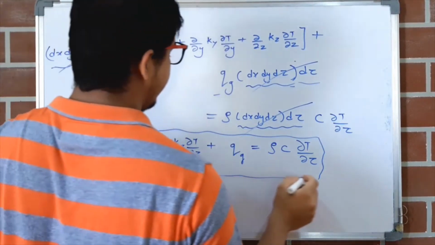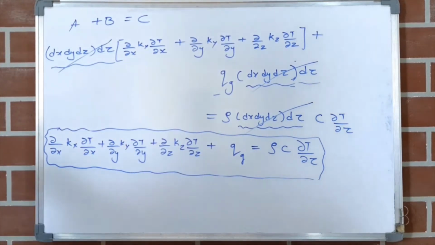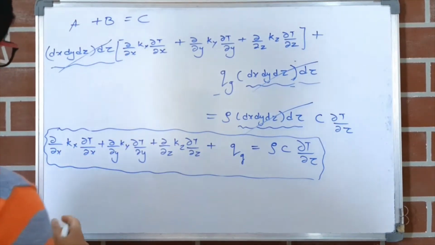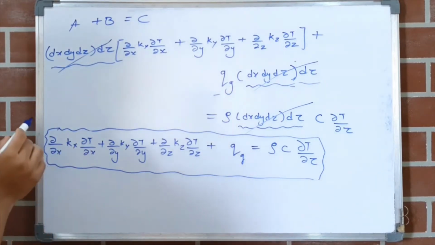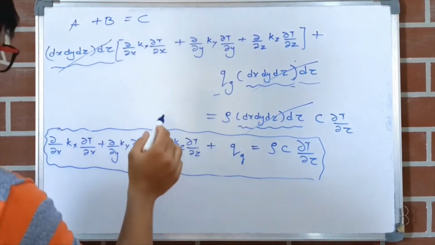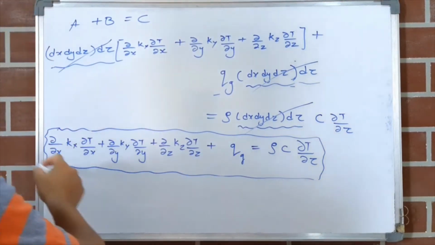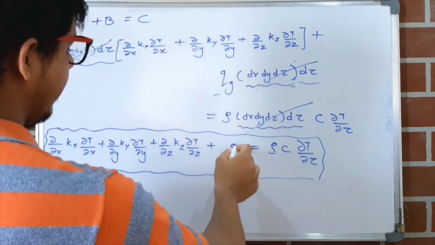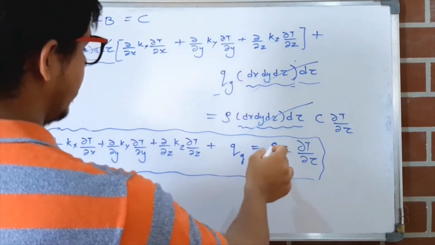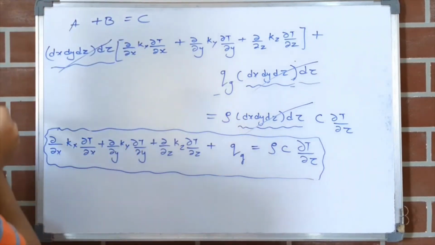After that, if we take this k as the homogeneous material, then k will be out and we will get del by del x, and we will get del square t by del x square plus del square t by del y square plus del square t by del z square plus qg by k. If we divide the whole equation by k, then we will get qg by k equals rho c by k into del t by del tau, which is discussed in the previous video.